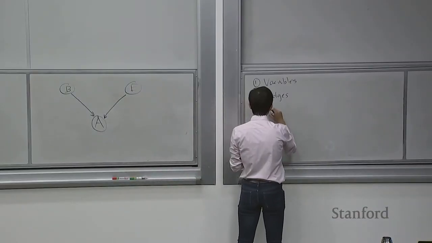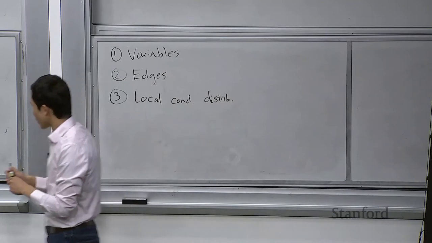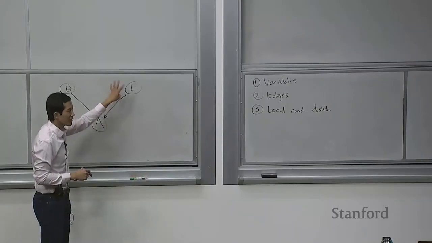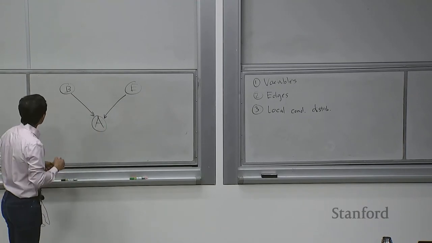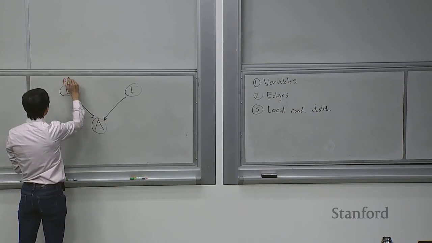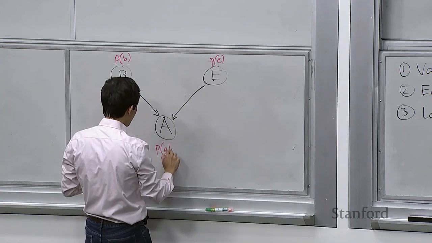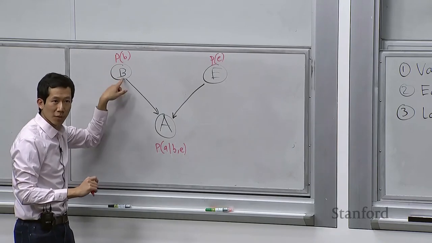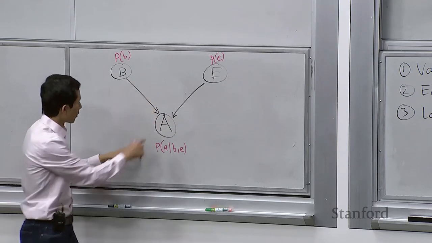Okay, so the third step is to define local conditional distributions. So now I'm going to go one step further and say what the probabilities of these variables are. Because in the end, remember, I wanted to find a joint distribution of all the variables. Okay, so I'm going to define a local conditional distribution for each of these variables. So here I have P of B, P of E, and P of A given B and E. So in general, a local conditional distribution is P of whatever that variable is given its parents. So the parents are the variables that directly point into it. So the parents of A are B and E.